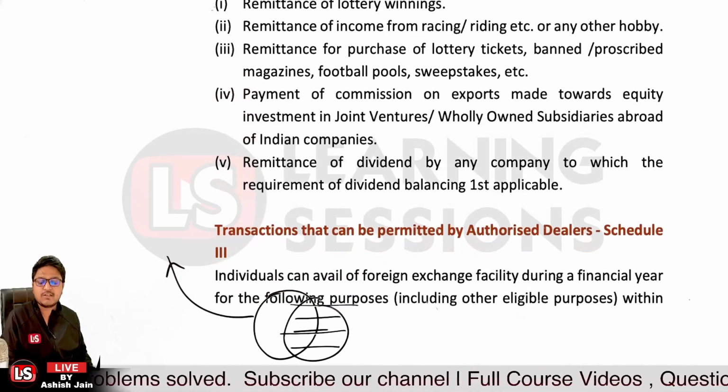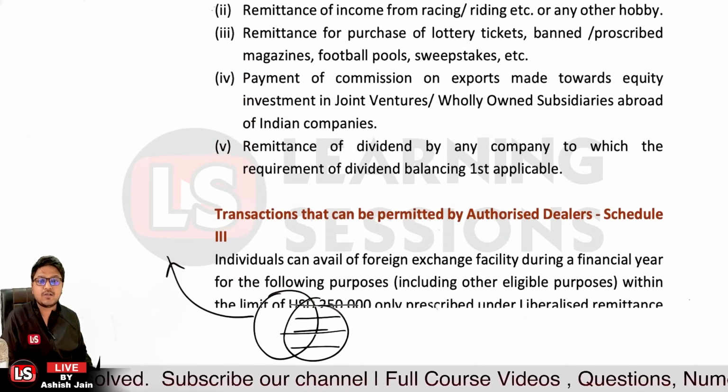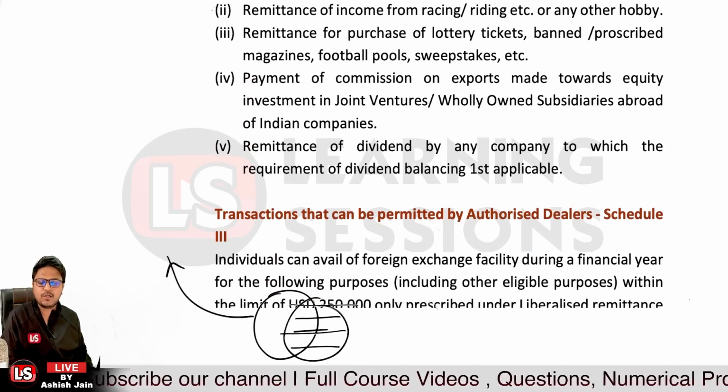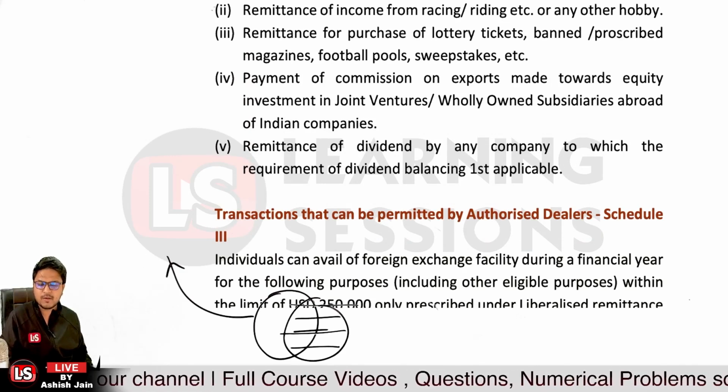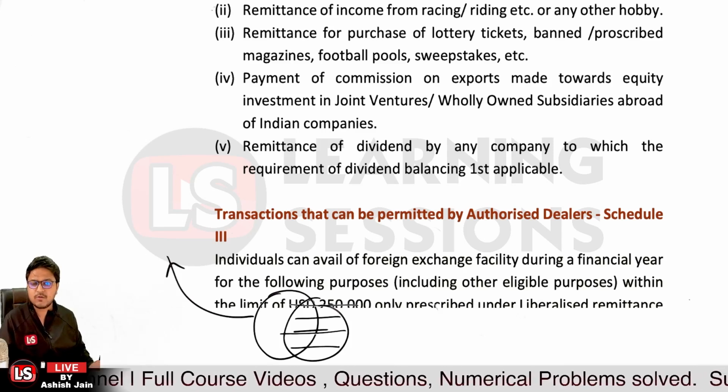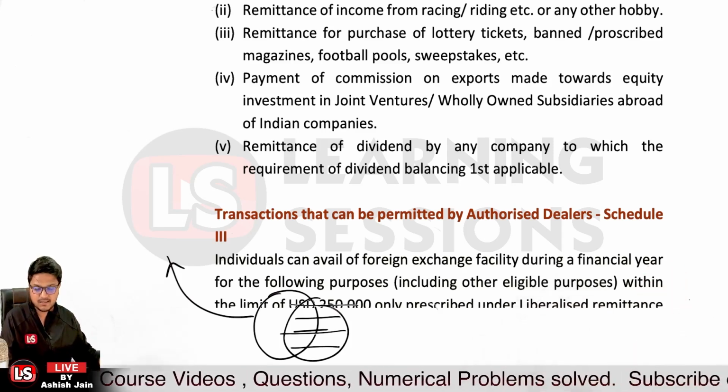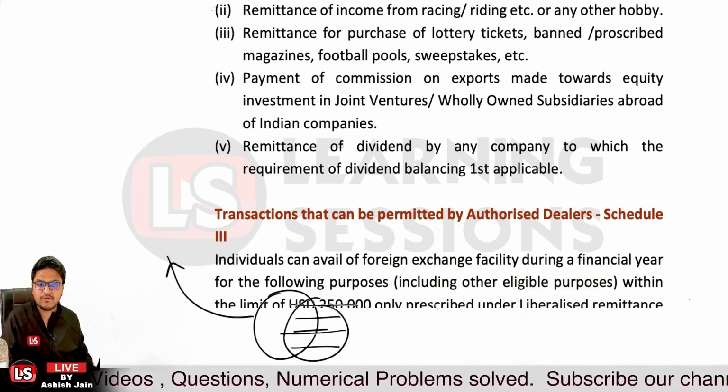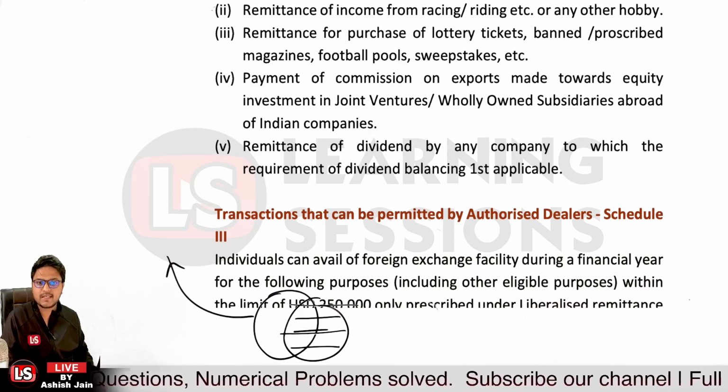Then, transactions that can be permitted by authorized dealers are under Schedule 3. We're not going to cover Schedule 2 for that purpose. You can take a note of that because it is not going to be that important, but these can be asked in the exam itself. So we are covering these two only, that is Schedule 1 and Schedule 3.